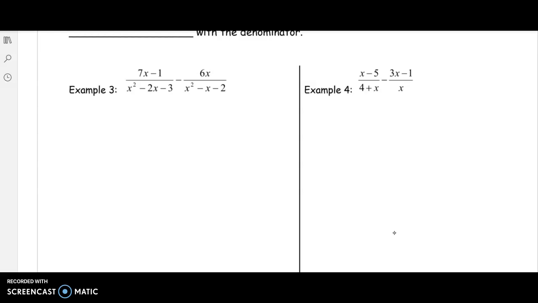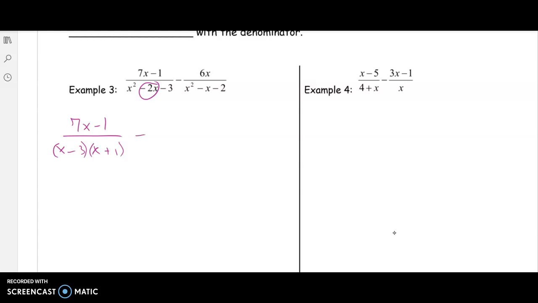So in the numerator, we have 7x minus 1, and we're going to factor the denominator of that first fraction. x times x is x squared. We're trying to find two numbers that multiply to give us negative 3. Well, that's easy, 3 and 1, but the question is which one's negative? Remember, they have to add up to that middle term, negative 2. So that means the 3 is going to be negative and the 1 is going to be positive, because they multiply to give us negative 3, but add up to negative 2.